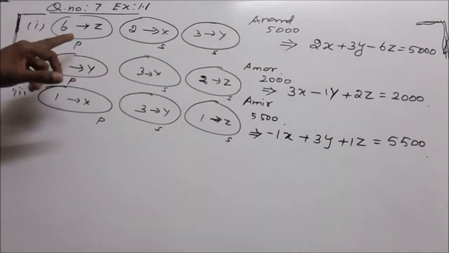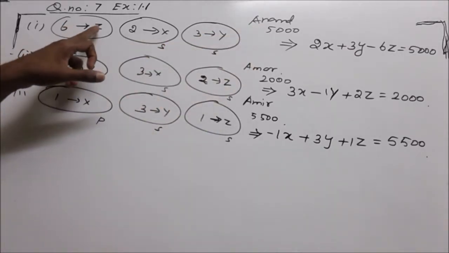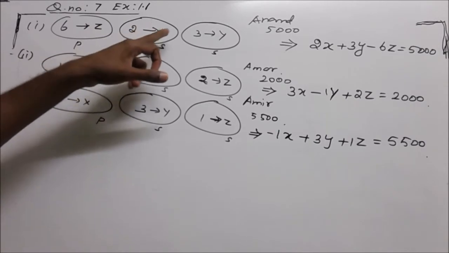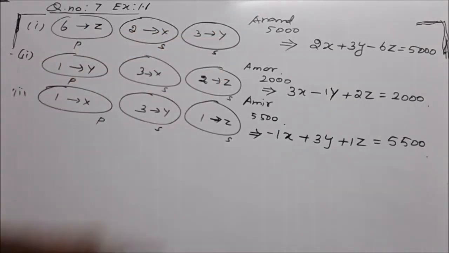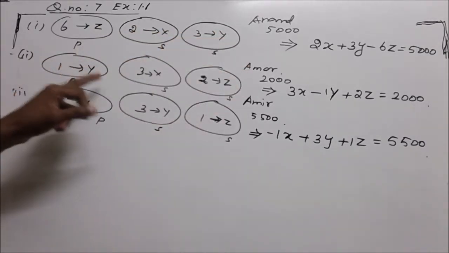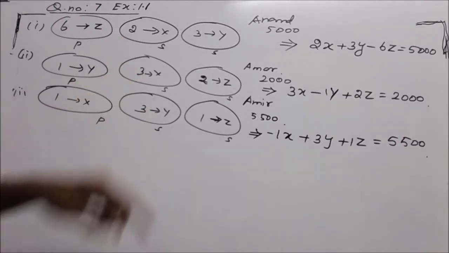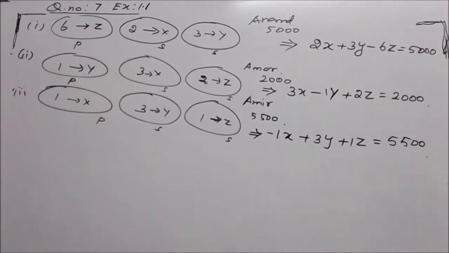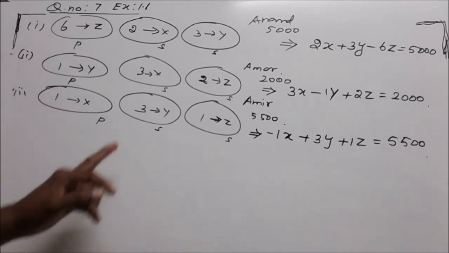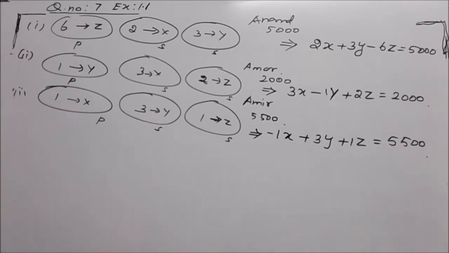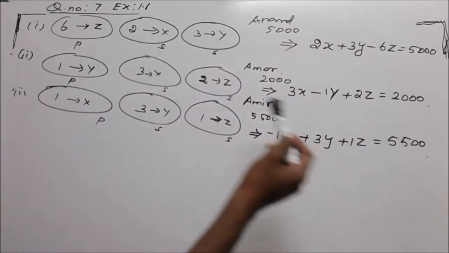Mr. Anand purchases 6 units of Z and sells 2 units of X and 3 units of Y. Amar purchases 1 unit of Y and sells 3 units of X and 2 units of Z. And Amir purchases 1 unit of X and sells 3 units of Y and 1 unit of Z. Now the given situation represents the equations here.